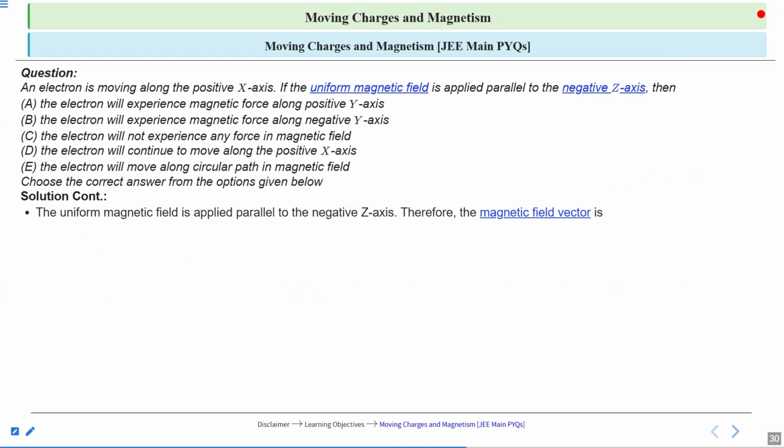The uniform magnetic field is applied parallel to the negative z-axis. Therefore the B vector will be equal to B times minus k cap, since it is along the negative z-axis. So the B vector is equal to minus B k cap.